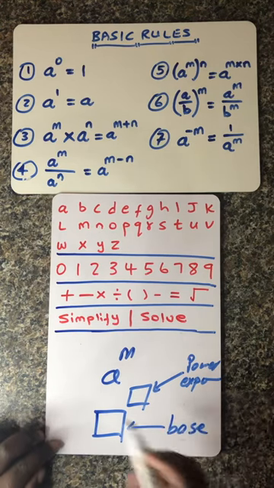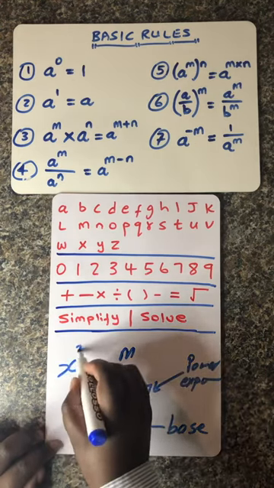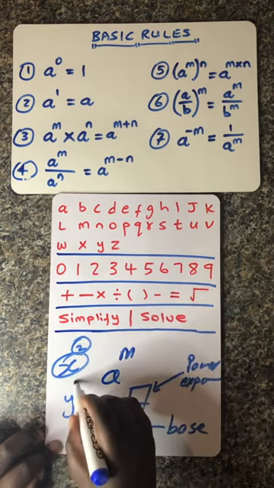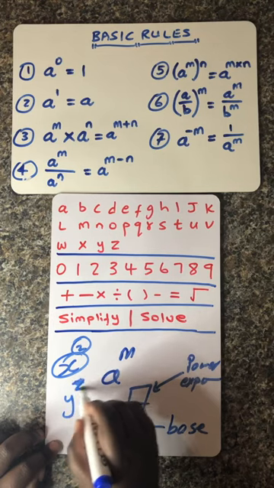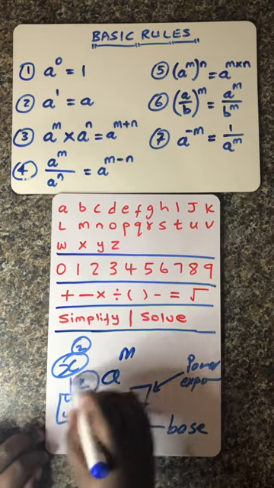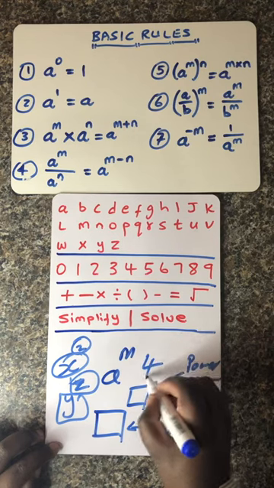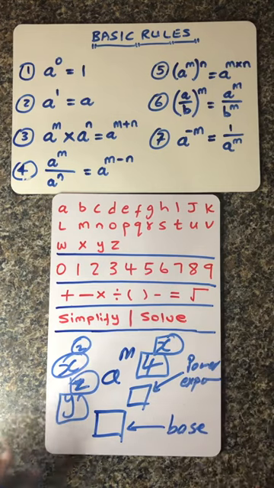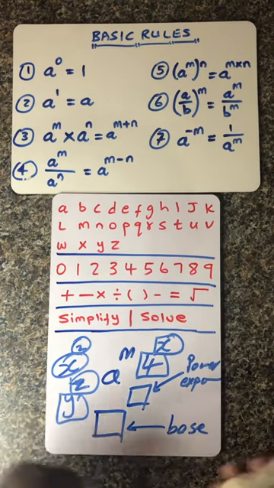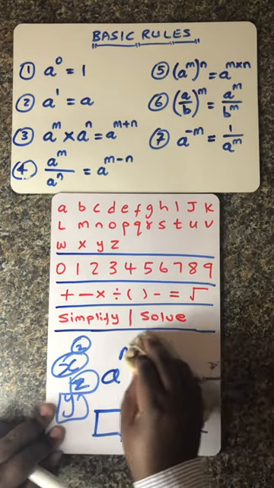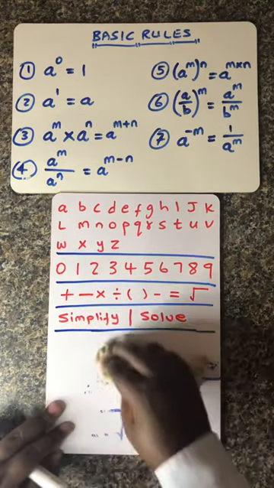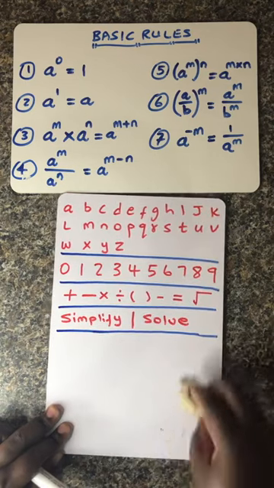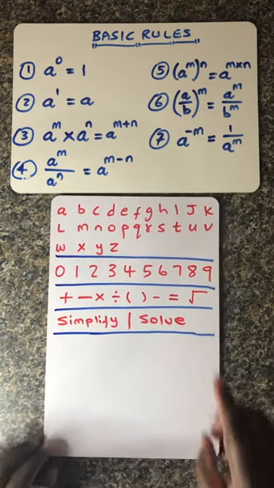So at all times, just know that when you have maybe x to the power 2, this is the exponent, this is the base. If you have y to the power z, this is the base, this is the exponent. When you have 4 to the power x, this is the base, this is the exponent or the power. So at all times, you should be able to identify your power. You should be able to differentiate between the base and the exponent. In that way, you'll be able to easily interpret these basic rules.